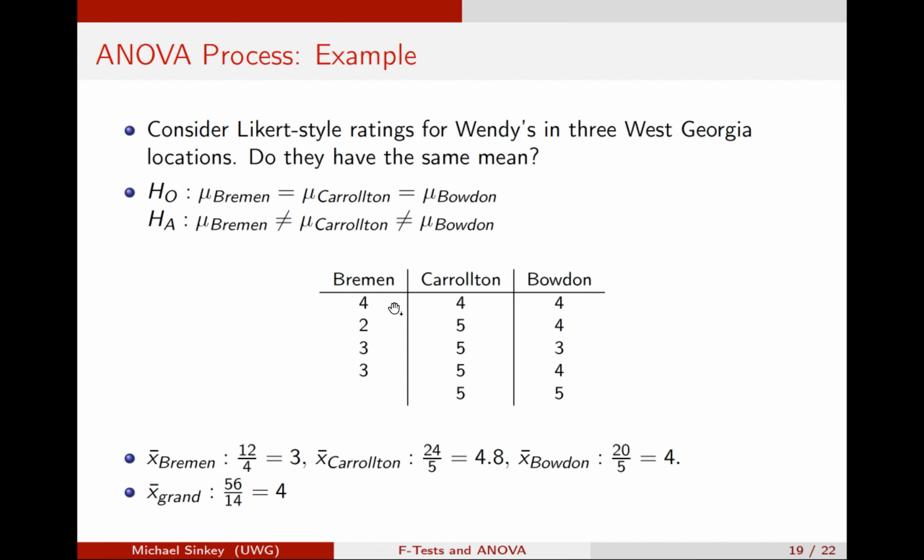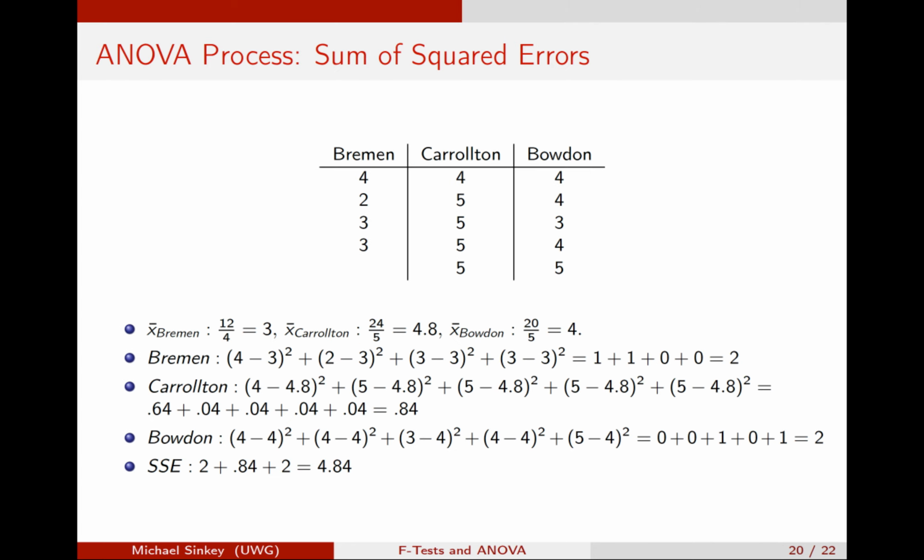Then if we take these little subtotals here, so I have 12 plus 24 plus 20, that's 56, divided by 14, that is 4. Okay, so the overall mean is 4, which is the same as Bowdoin, but Carrollton is higher and Bremen is lower. And we want to say if we can rule out, based on this, that they have the same mean. Okay, let's take a look at the sum of squared errors. Here were the category means, 3, 4.8, and 4. I take each data point, I subtract the category mean, and I square it.